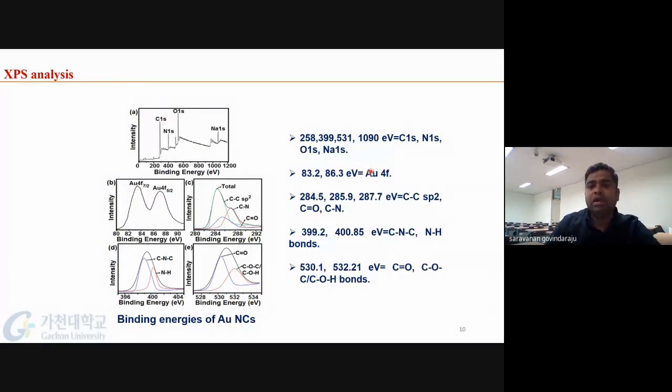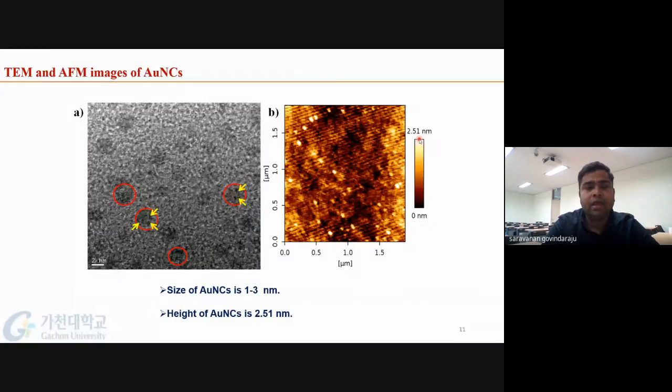Likewise we can find out the binding energies present in the gold nanocluster: carbon, nitrogen, oxygen and sodium. These are the components present in the gold nanocluster, confirmed by the XPS data. Here we have the morphological analysis for the gold nanocluster. As you know, if you synthesize any nanoparticle, you can see it at 50 nanometers or 100 nanometers like that.